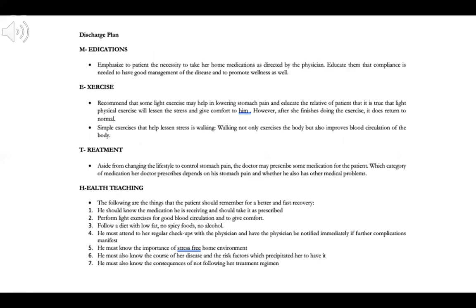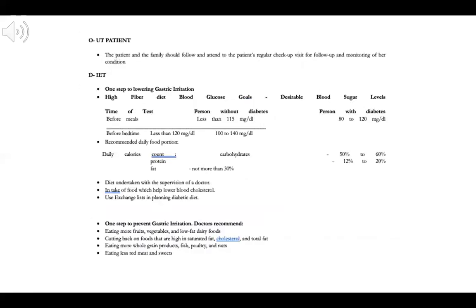We also have the discharge plan in the nursing portfolio. Also, we need to prepare the client for discharge. And so in planning, we also include discharge planning. So this is the discharge plan of our client at EdPuzzle. And shown on the screen is the continuation of the discharge plan from our sample nursing portfolio.